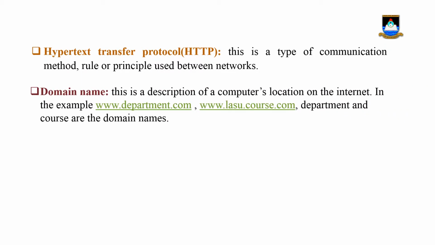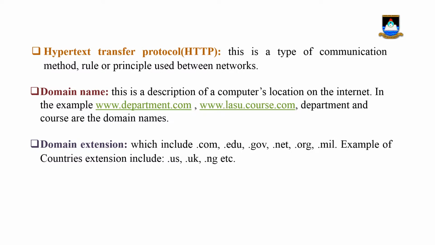Domain name. This is a description of a computer's location on the Internet. In the example www.department.com, www.lasso.course.com, department and course are the domain names of the above URL.